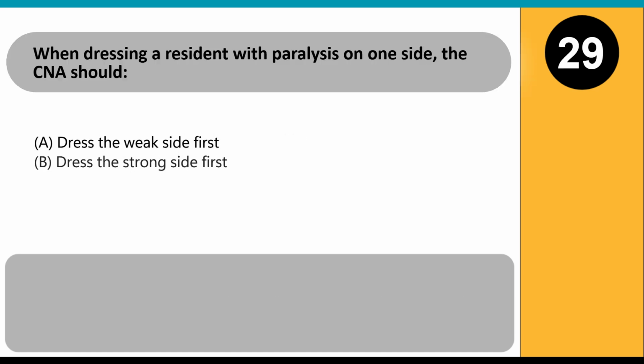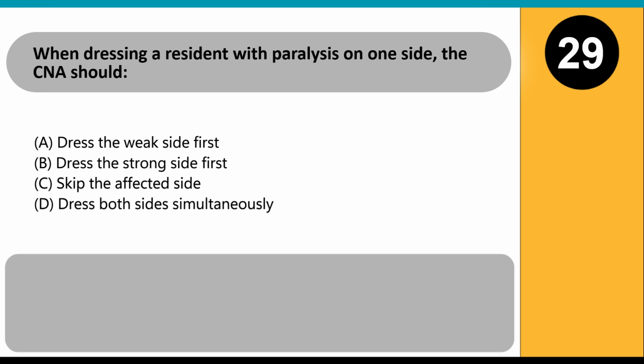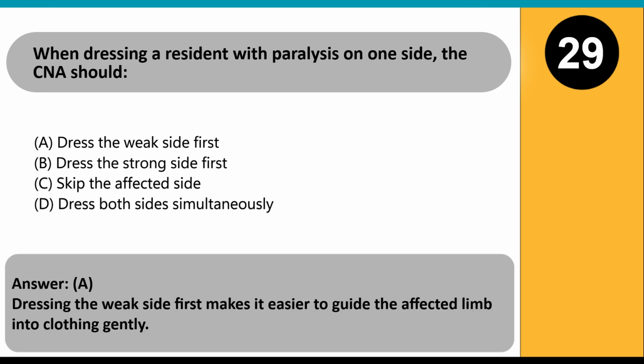When dressing a resident with paralysis on one side, the CNA should: A. Dress the weak side first. B. Dress the strong side first. C. Skip the affected side. D. Dress both sides simultaneously. Answer A. Dressing the weak side first makes it easier to guide the affected limb into clothing gently.